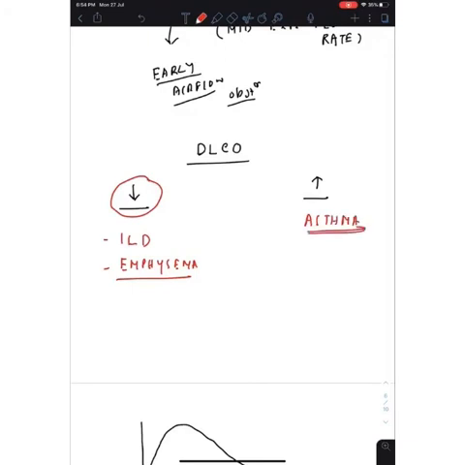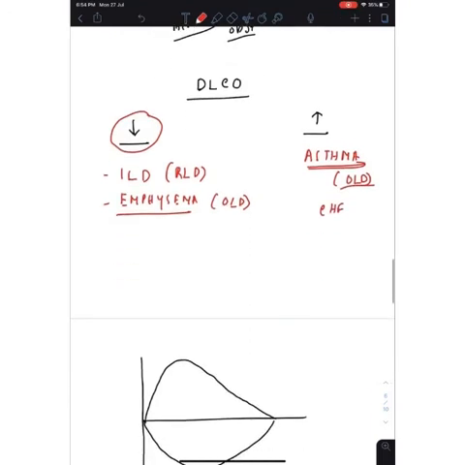DLCO gets decreased in case of interstitial lung disease, which is a restrictive lung disease, and in case of emphysema, which is an obstructive lung disease. But in case of asthma, which is again an obstructive lung disease, DLCO gets increased. You have to remember this. Other than that, in congestive heart failure also, the DLCO gets increased.